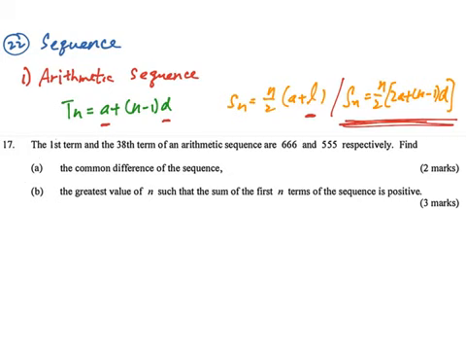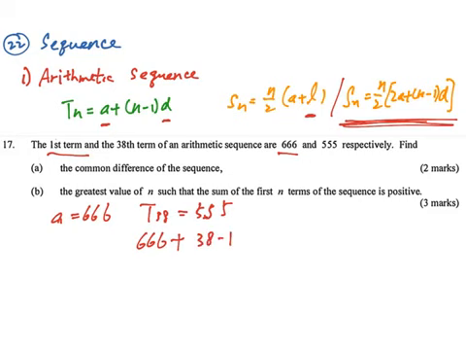So let's see an example. The first term is 666. So a is 666, and then term 38 is 555. So we can apply the term formula: 666 plus 38 minus 1 times d equals 555. Then we can find d is equal to -3.